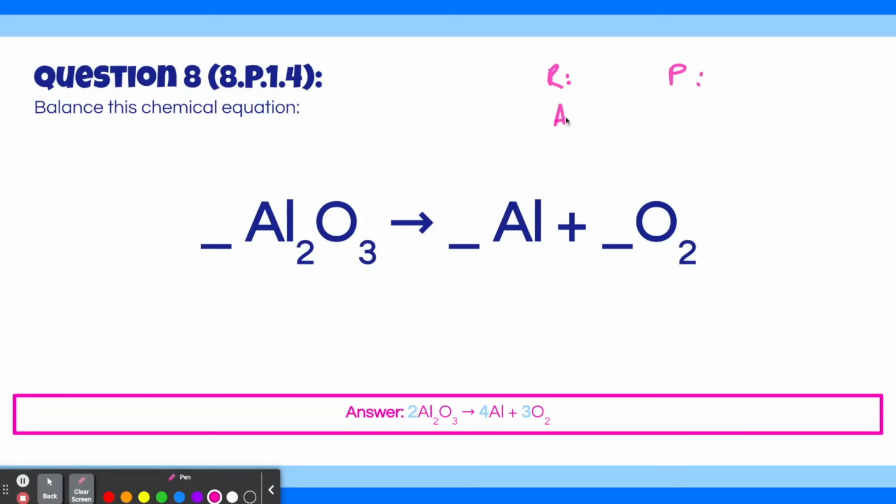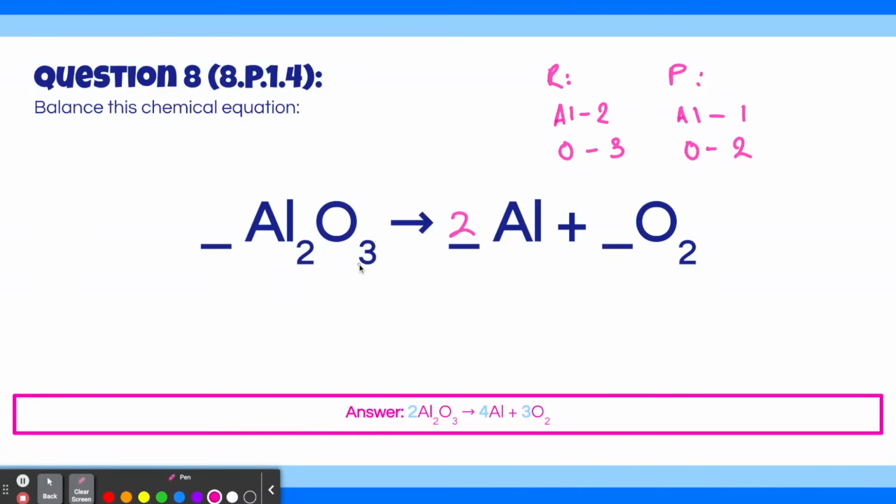So in the reactants, we currently have 2 aluminum and 3 oxygen. And in the products, we have 1 aluminum and 2 oxygen. So let's start again with the most complex compound in the equation and pick an element from the compound. So I'm going to start with aluminum because Al2O3 is the most complex compound in this equation. Currently there are 2 atoms of aluminum in the reactants, but only 1 in the products. So to fix that, we're going to add a coefficient of 2 to the aluminum in the products.